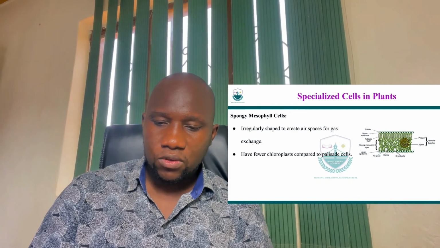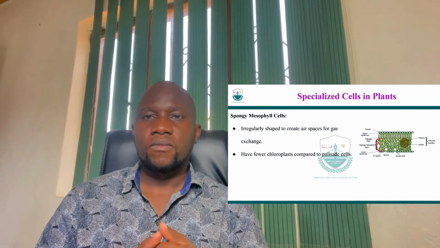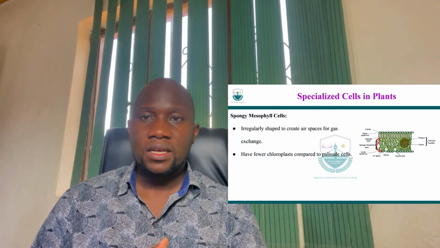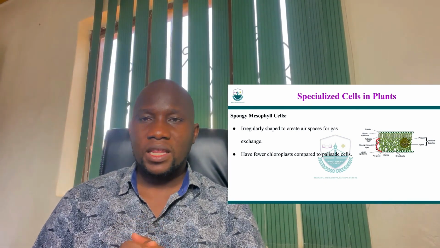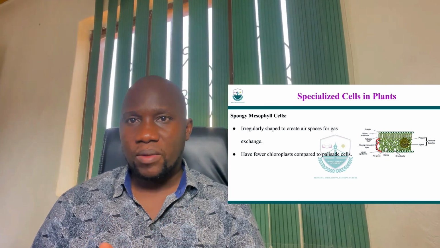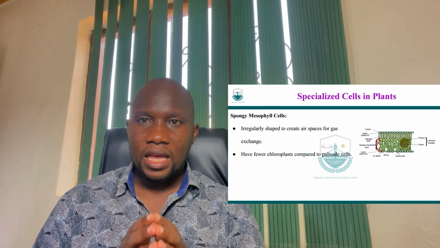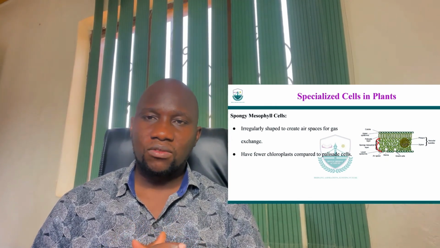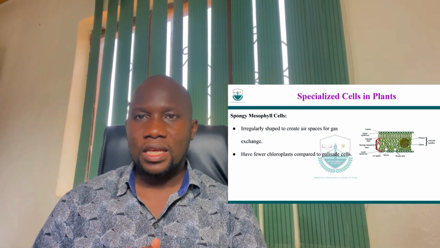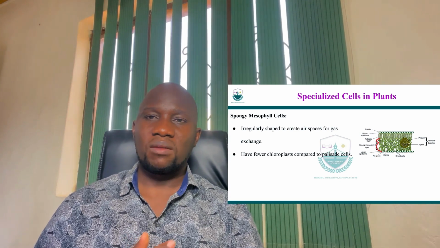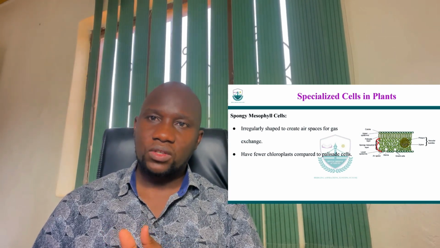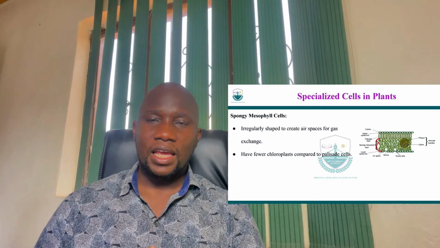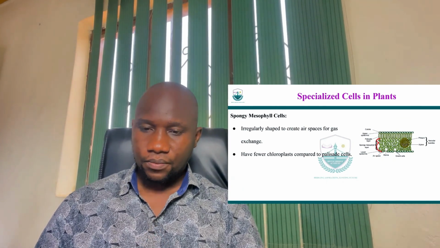So the spongy mesophyll cells are these ones. They are circular. They do not have a lot of chloroplasts. Because they are circular and not closely packed, they have air spaces, and these air spaces are very important for the process of gaseous exchange in the leaves. Okay, so that means that oxygen and carbon dioxide can easily move within that layer.